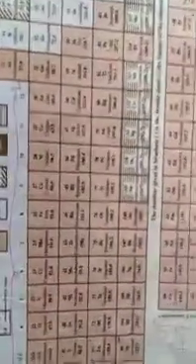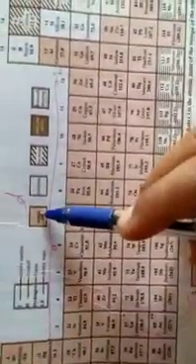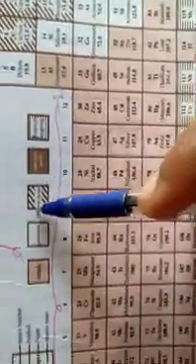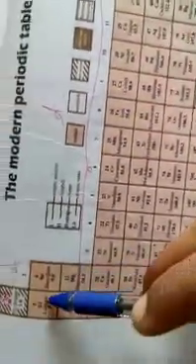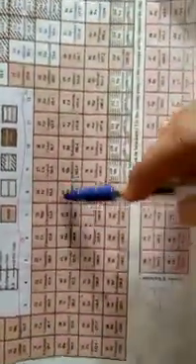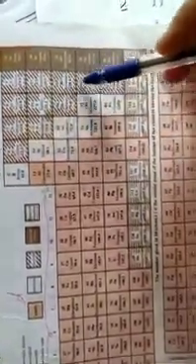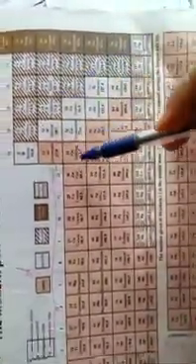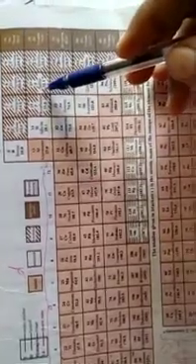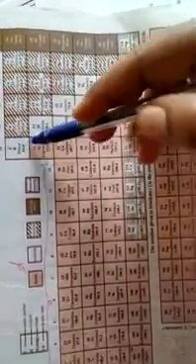Okay, we have the metals and non-metals. So this color is called metals and this is non-metals. All these are the metals, and all these are the non-metals. Now metals and non-metals are separated by a zigzag.